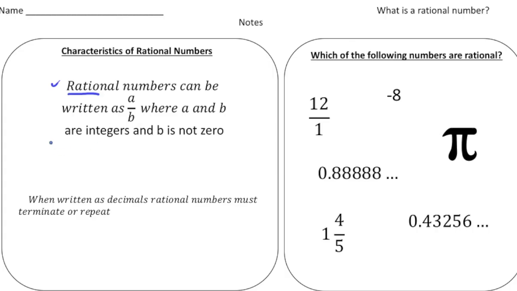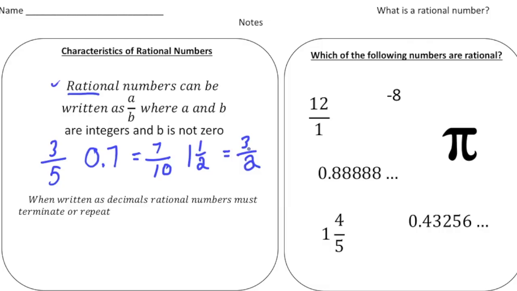So let's say we have the number 3/5. Well, 3 is an integer and 5 is an integer, so 3/5 is a rational number. A rational number can also be in decimal form, because say if we have the number 0.7, that's a decimal, but this also equals 7/10. So because we can write the decimal 0.7 as the fraction 7/10, it's rational, because again, 7 is an integer and 10 is also an integer. A number like 1.5 is also rational, because 1.5 can be written as an improper fraction, which is 3/2. And again, we have a fraction where the numerator is an integer and the denominator is also an integer.